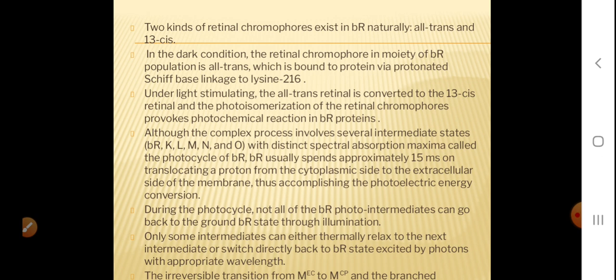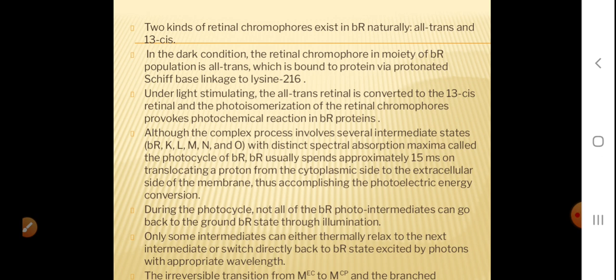It induces a photochemical reaction in the Bacteriorhodopsin protein, and it is a complex process which involves 7 intermediate stages. This is what we call a photocycle. So you have 7 intermediate stages with distinct spectral absorption maxima, called the photocycle of Bacteriorhodopsin. Bacteriorhodopsin usually spends just 15 microseconds translocating a proton from the cytoplasmic side to the extracellular side of the membrane.